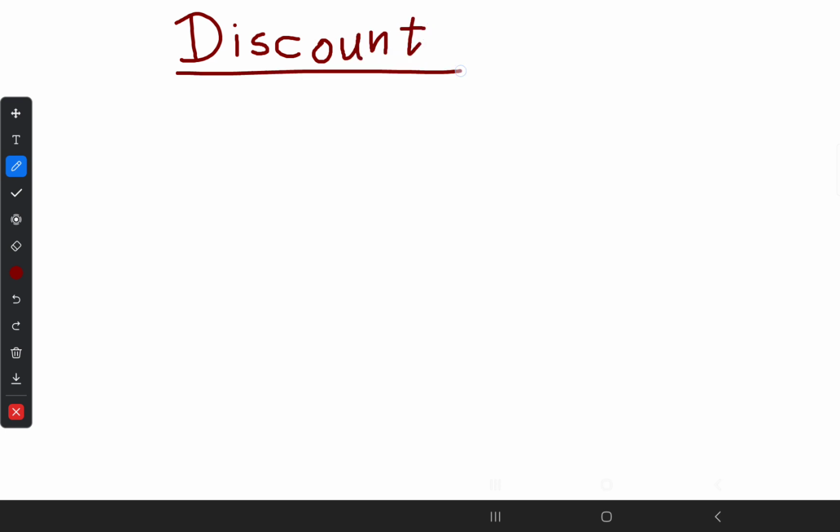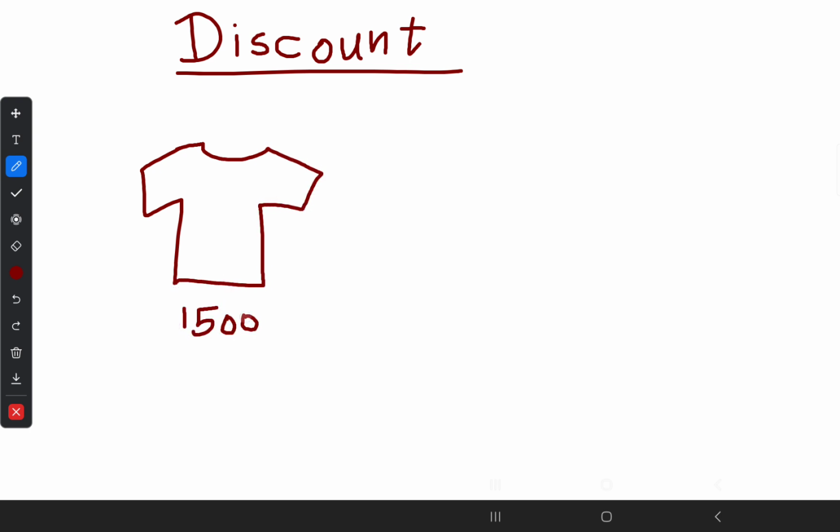Here we are going to start to study discount. You heard about discount earlier as well. When you are going to buy a dress, for example, you selected a t-shirt which is worth 1500 rupees, and you bring that to the counter.